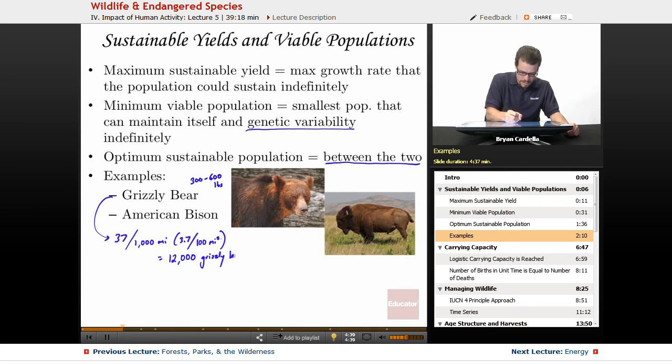There are significantly less now, but they are protected, and hopefully because of human intervention and regulation, in terms of preserving them, we can get back to a reasonable number. 12,000 grizzly bears may not be reasonable at this point in time.